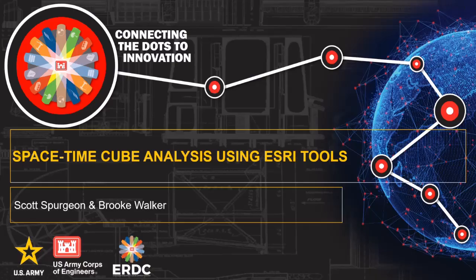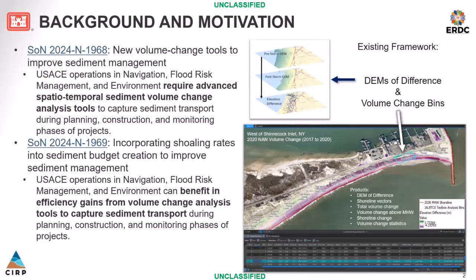This is, like Marissa mentioned, a part of the larger Next Gen Volumes CIRP work unit. So just to give you some background for this CIRP project, it really applies to two statements of need, and we're addressing both. The primary goal is to update the existing framework of volume change that uses these fixed-in-space bins to capture sediment transport methods.